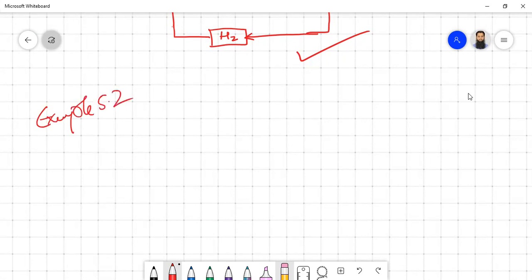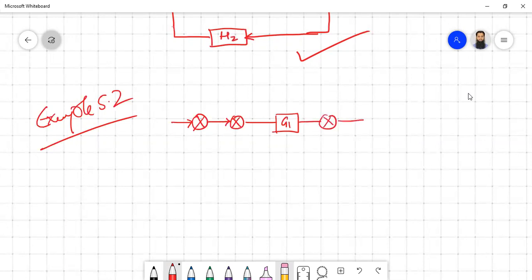Example 5.2. So let us again try, let me just draw the diagram, then I'll give you the hint how to do it, because it is also easier. Okay, so there is a feedback from the output to this branch, unity feedback.